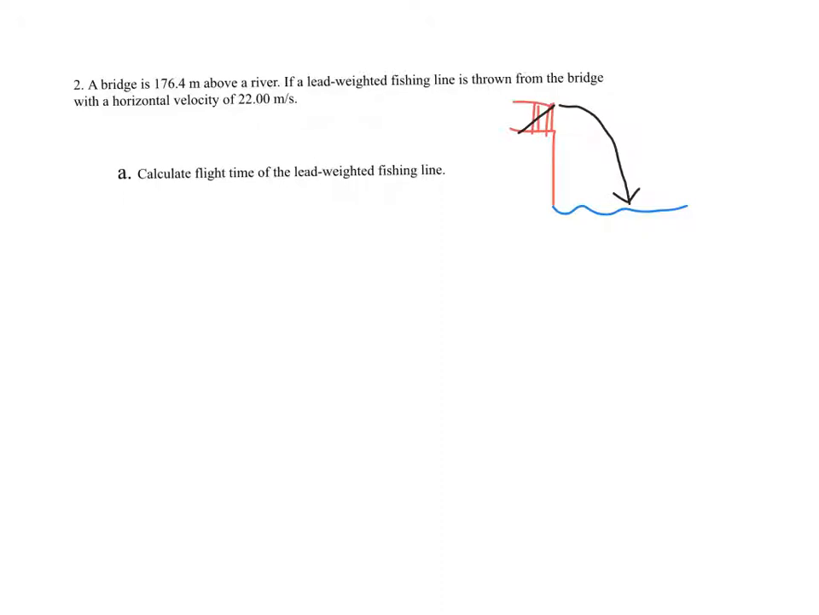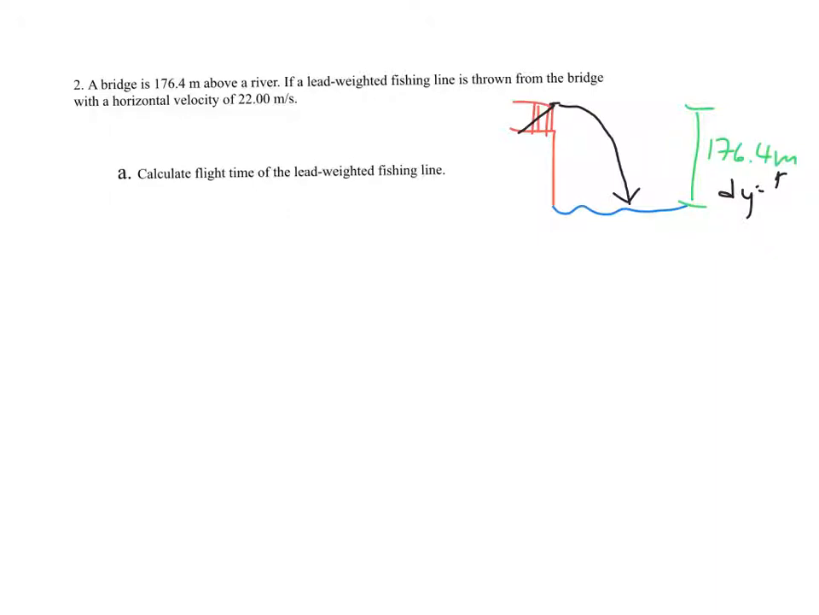So this black path is actually the trajectory of my projectile right here. And they tell us that it is a horizontal velocity, which means that we're tossing it straight out front. The other thing that we know is that this bridge, this distance from the top down to the water, is going to be 176.4 meters. And in this picture, that is my dy.